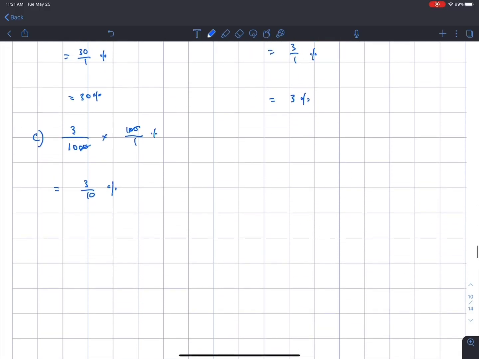And D, 2.5 times 100 over 1%. We get 5 over 2 times 100 over 1%. Divided by 2 to get 1, divided by 2 to get 50. So we get 250 over 1%, or just 250%.